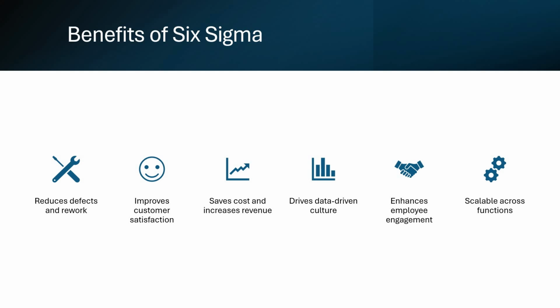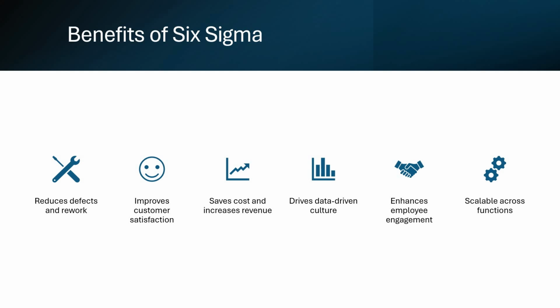Less rework leads to smoother workflow and increased productivity. Second biggest advantage of Six Sigma is it improves customer satisfaction. When your processes are consistent and defect free, customers get what they want on time with high quality. Higher satisfaction leads to repeat business, positive word of mouth, and higher customer retention. Example, airlines that apply Six Sigma to baggage handling significantly reduce lost luggage, which is a key customer pain point.